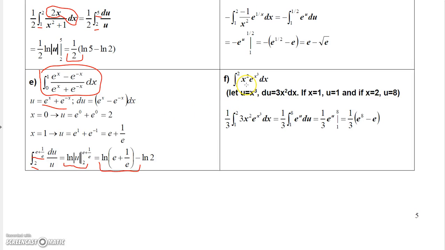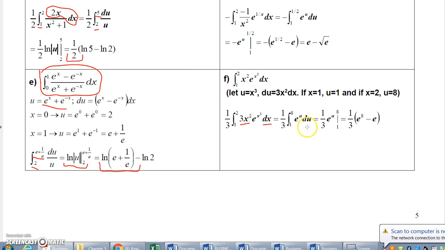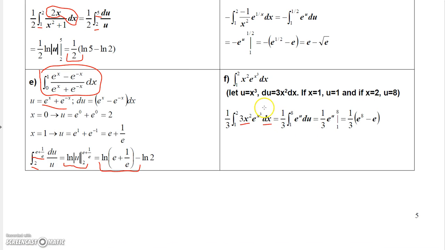I'm going to go through this one real quick. x squared e to the x cubed. If you let u equal x cubed, then du is 3x squared dx. So you need to multiply the inside by 3 and the outside by 1/3. And then once you do that, 3x squared dx is du. And so you just end up with 1/3 e to the u du.